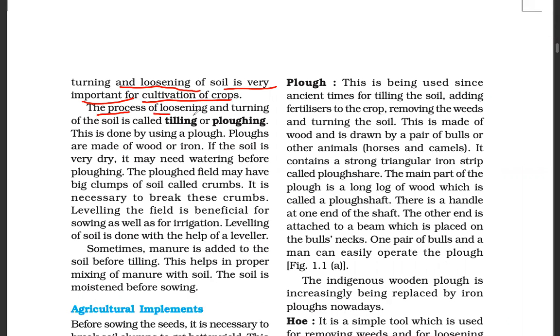The process of loosening and turning the soil is called tilling or plowing. So basically, guys, the loosening and turning of the soil is called tilling or plowing. Okay, this is done by using a plow. Plows are made of wood or iron. Earlier, in our mother's or father's time, it was of wood. Nowadays, in our generation, it is of iron.